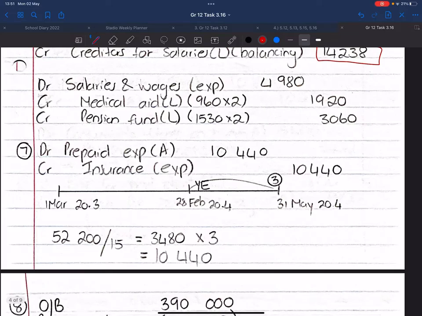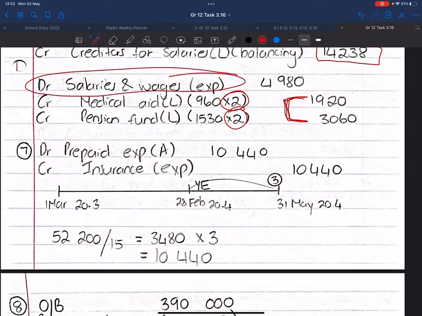Then they told us that the business contributes 2 rand for every 1 rand deducted. So this means that the medical aid contributions and pension fund contributions, you just need to multiply by 2 to get the employer contributions. And then unlike the previous activity where we took it against medical aid contributions and pension fund contributions, which were expenses, they told us that the employer contributions are also debited to the salaries and wages. So that's why I took it against salaries and wages and not medical aid contributions and pension fund contributions.